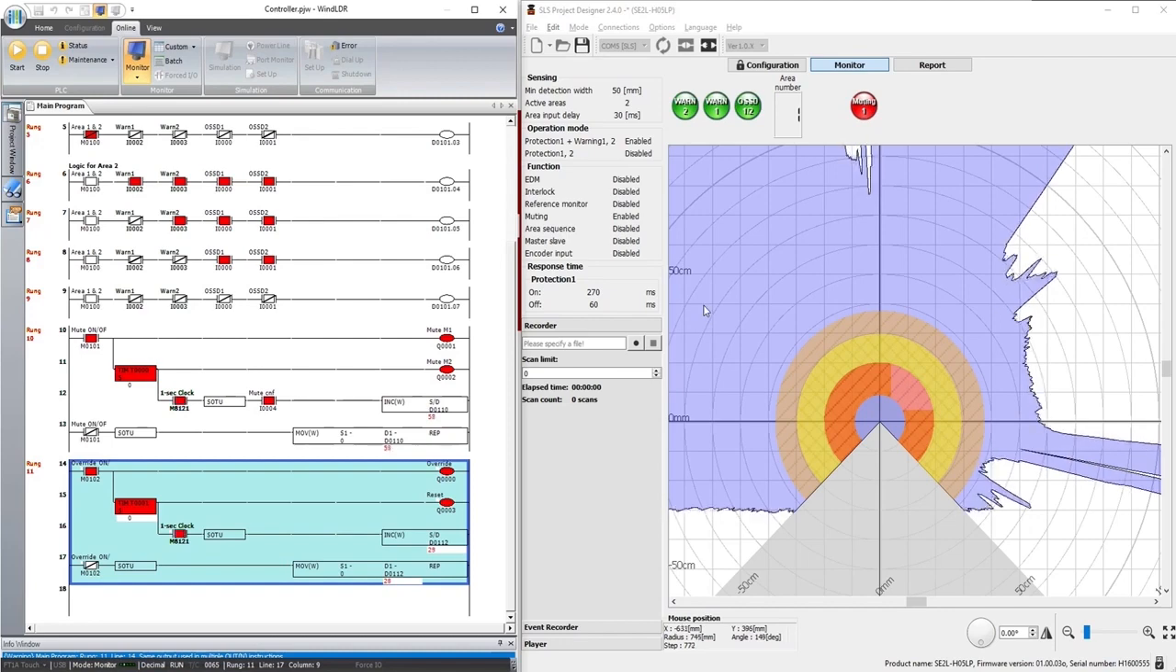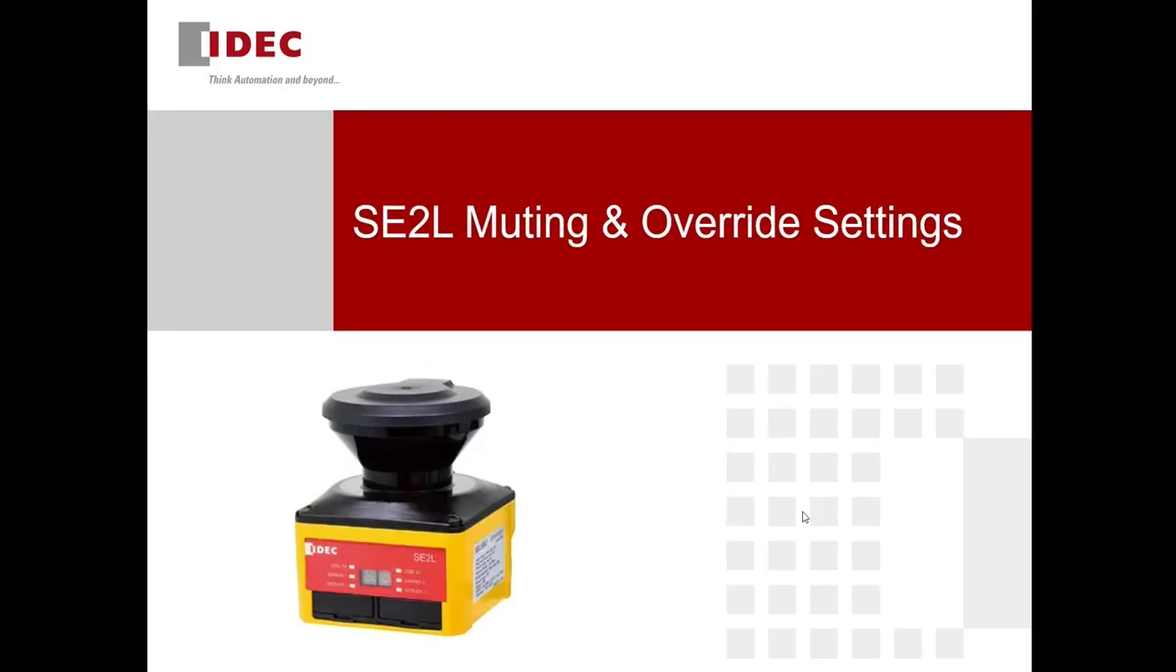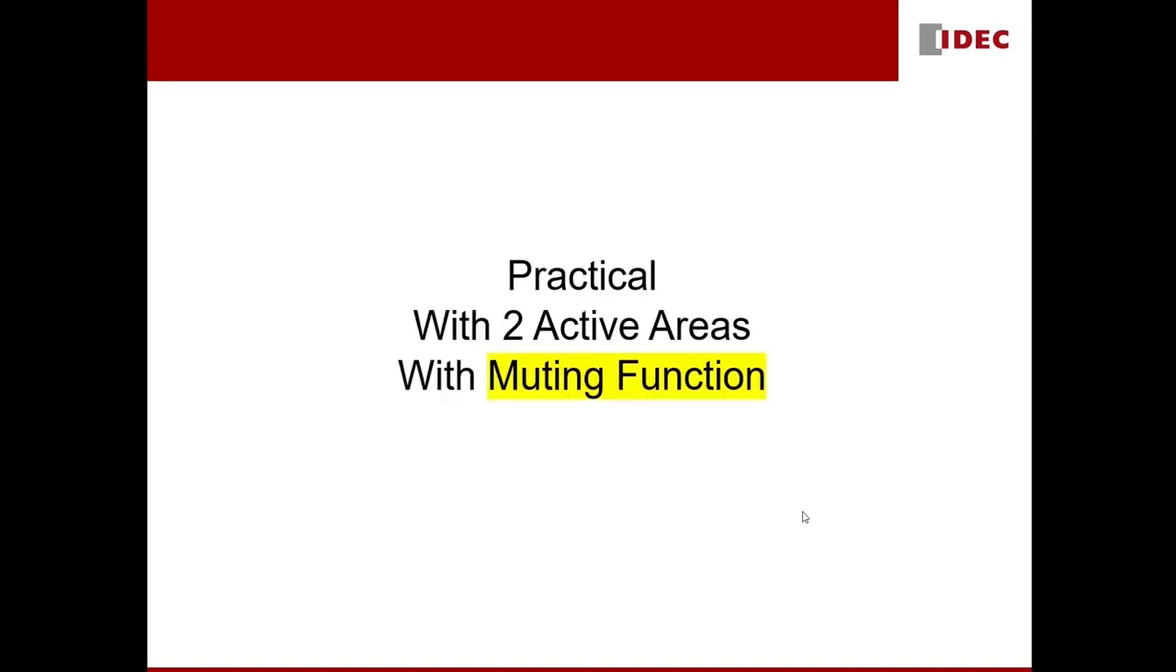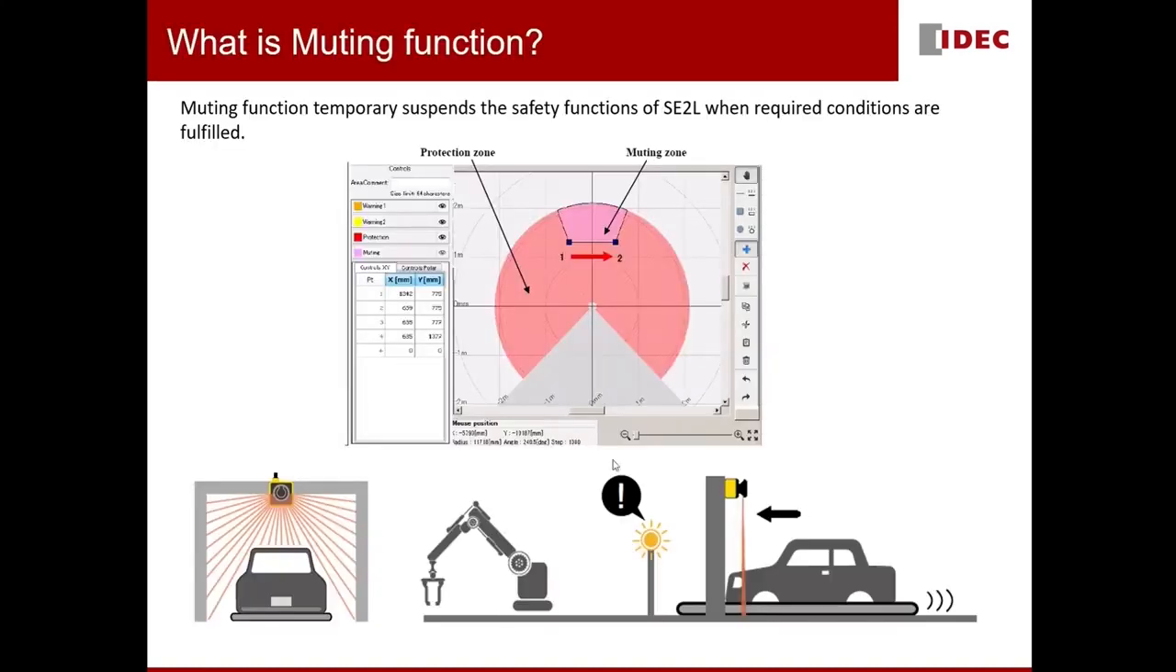Now, moving to the practicality of it, let's open the presentation once again. In this presentation, we'll look into two major factors, muting and override, and the practical muting function. The muting function temporarily suspends the safety functionalities of SE2L when the required conditions are fulfilled. These conditions I'll discuss in the next slide.